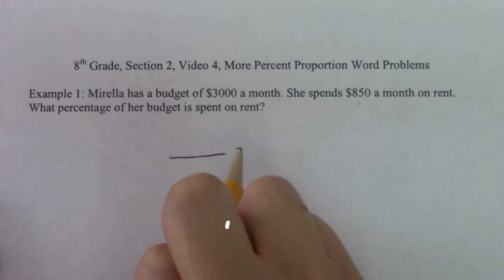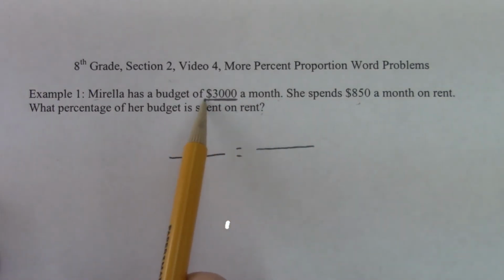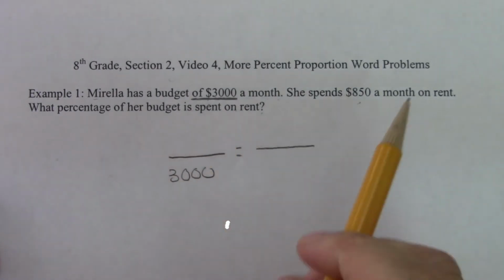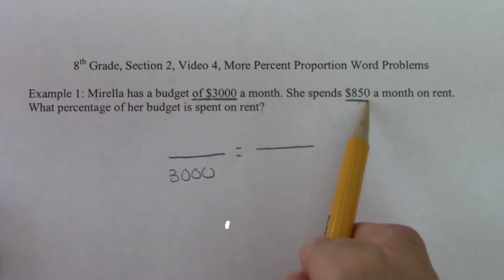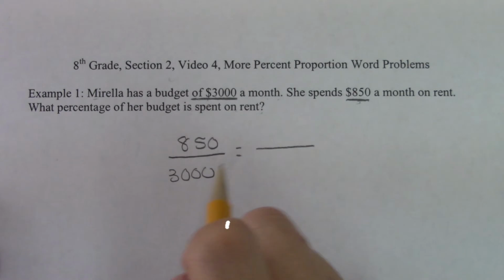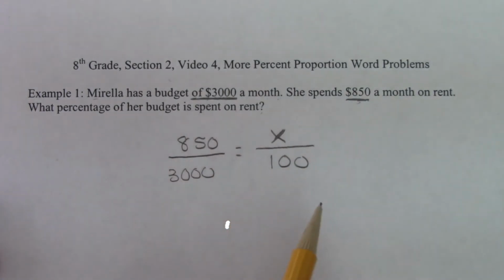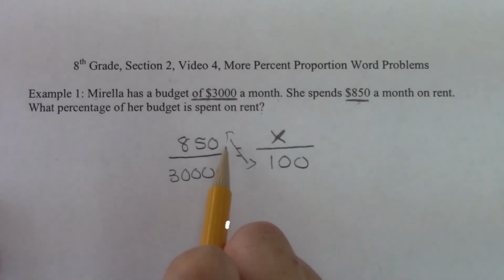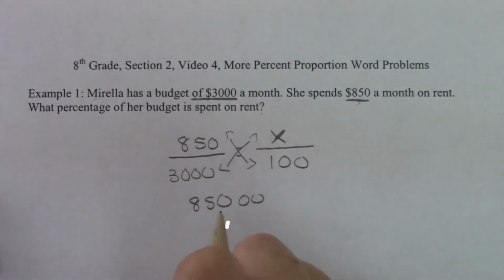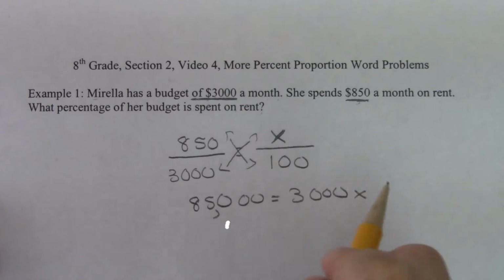So I'm going to set up my proportion. My 3,000 is my whole, so it goes on bottom. My 850 is my part, so that goes on top. So I have 850 over 3,000 is equal to the percent, which is x, over 100. Now I just have to cross multiply. When I cross multiply, I get 850 times 100, so 85,000 is equal to 3,000x.